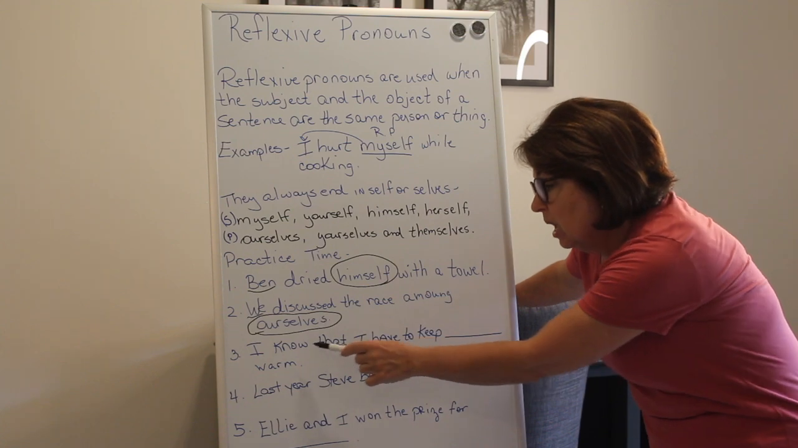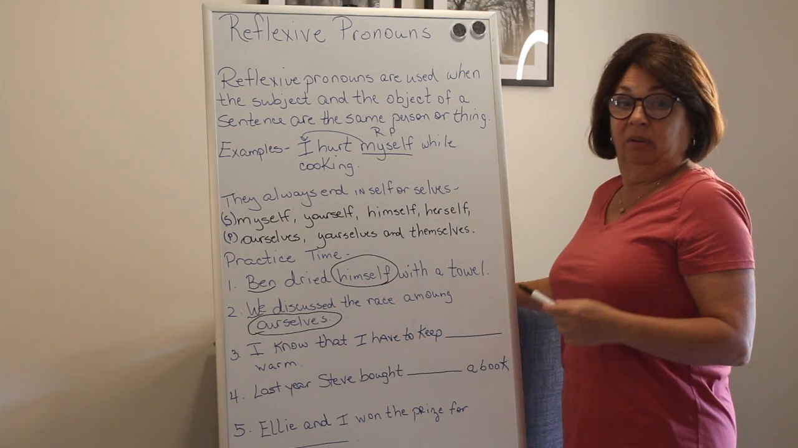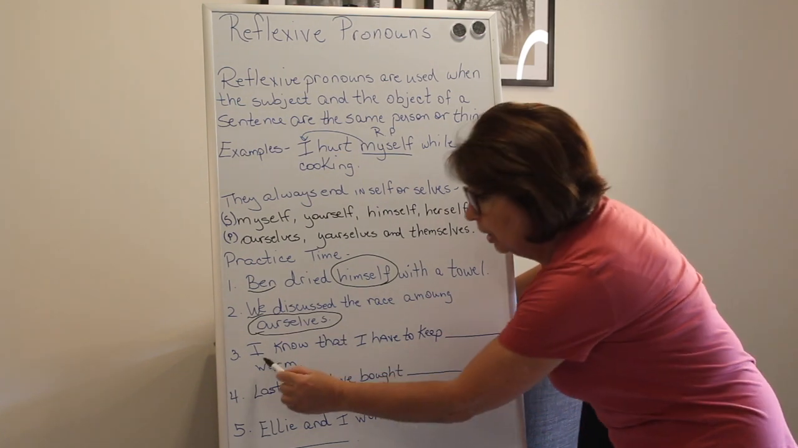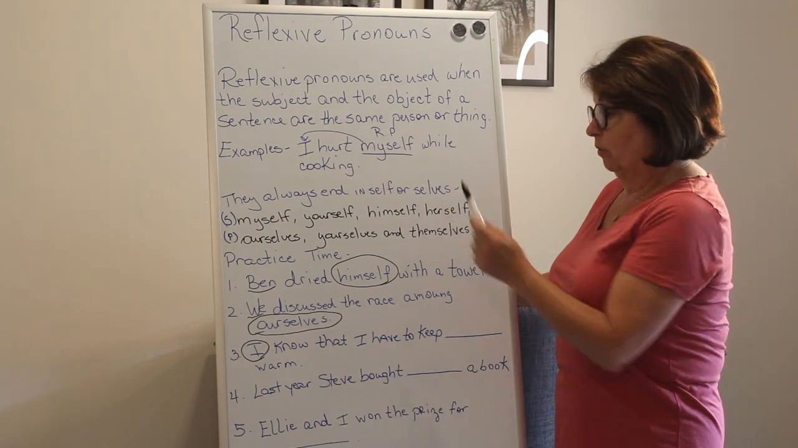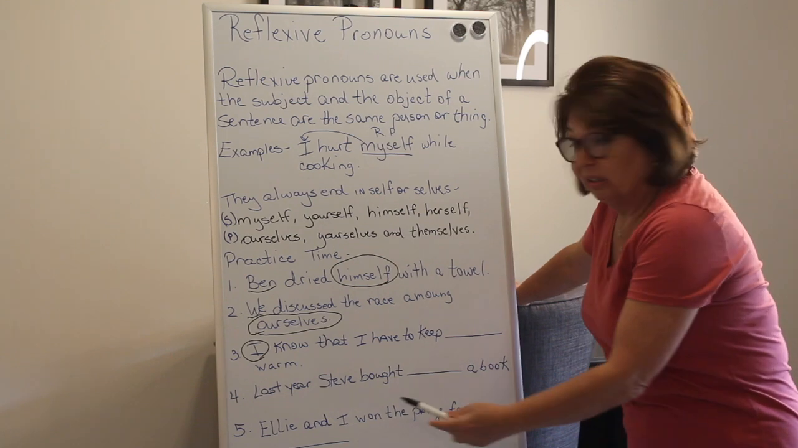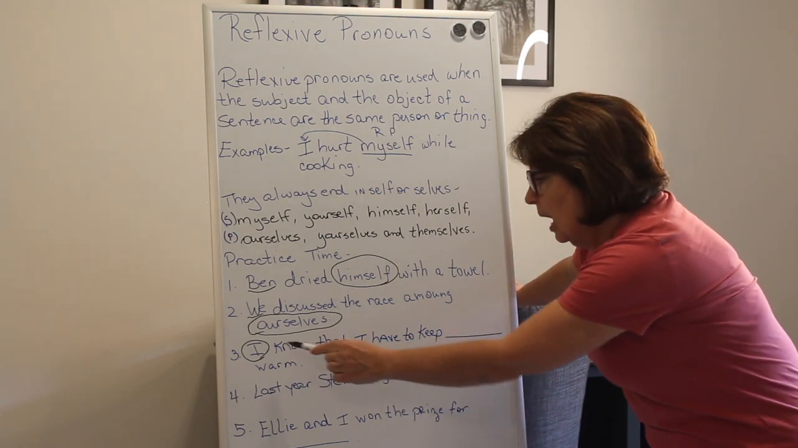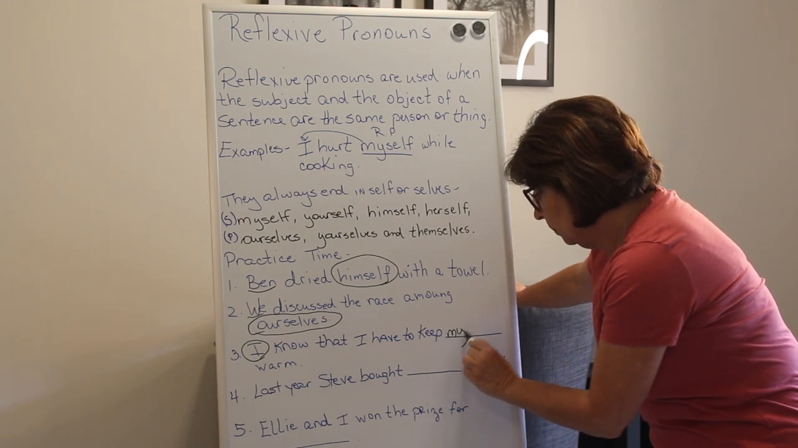All right, another kind. I know that I have to keep blank warm. The subject is I in this sentence, right? So we're going to look for a singular reflexive pronoun. I can only refer to myself. Does that make sense? I know that I have to keep myself warm.